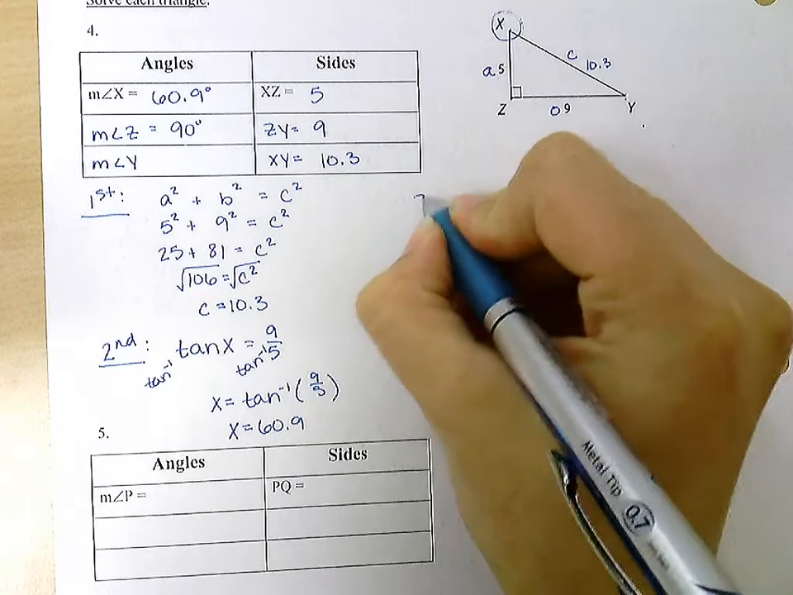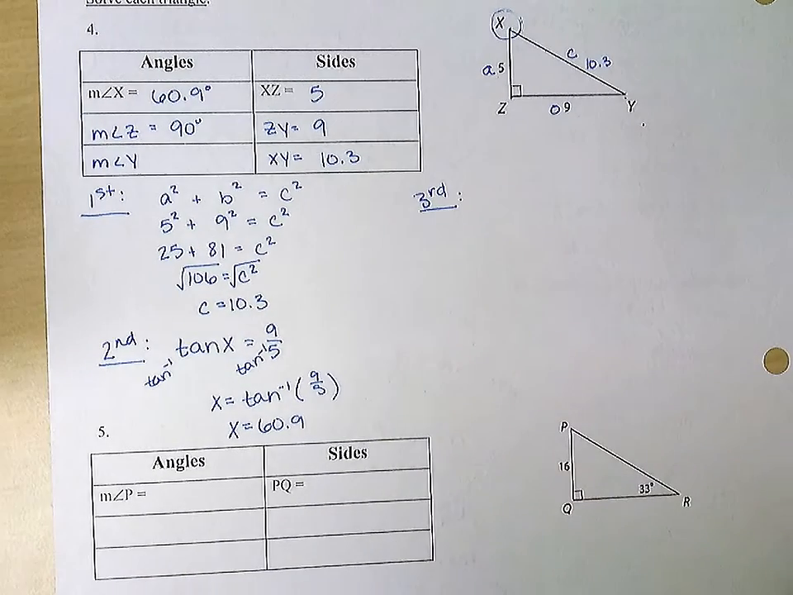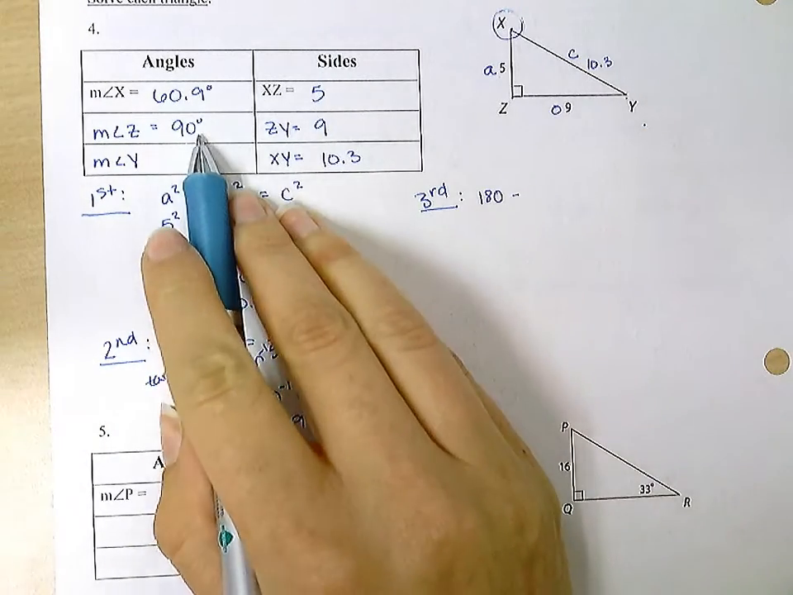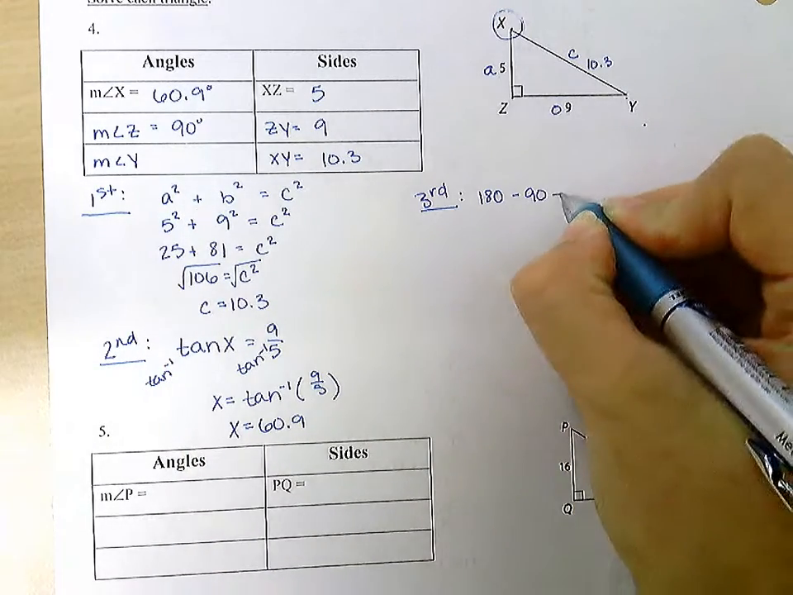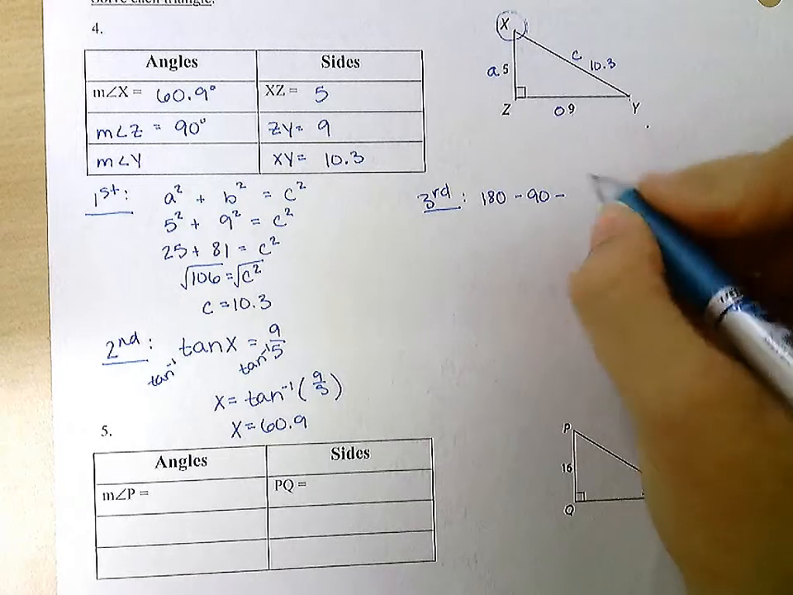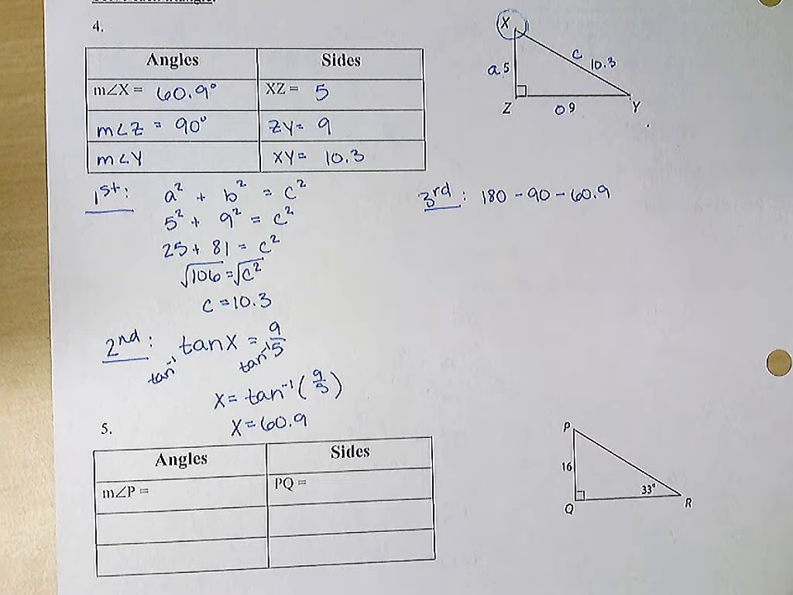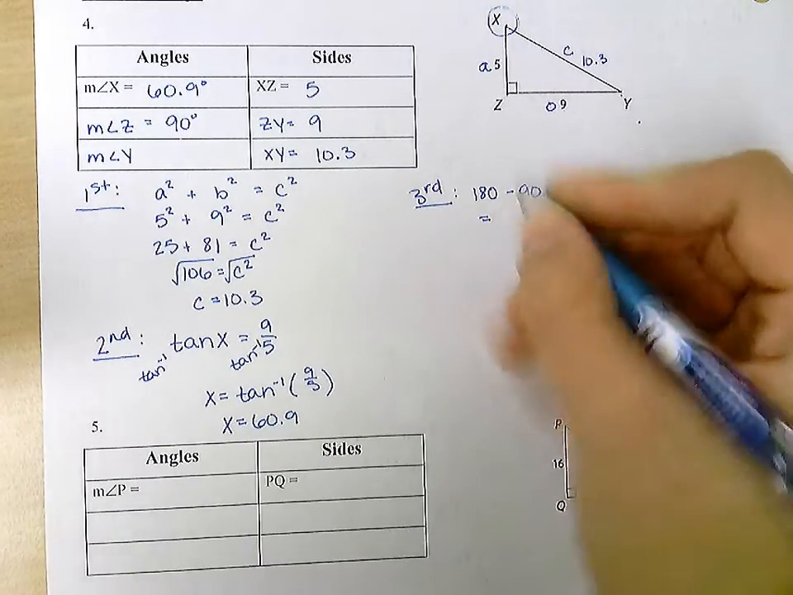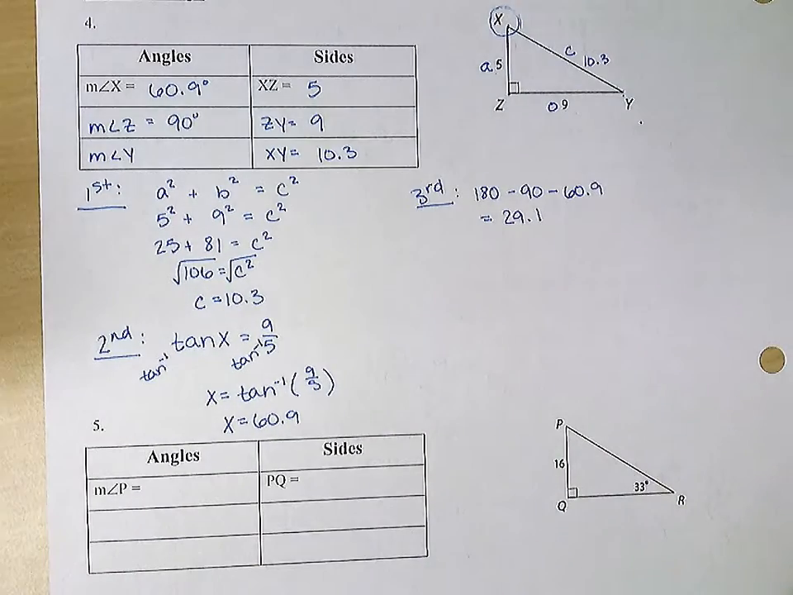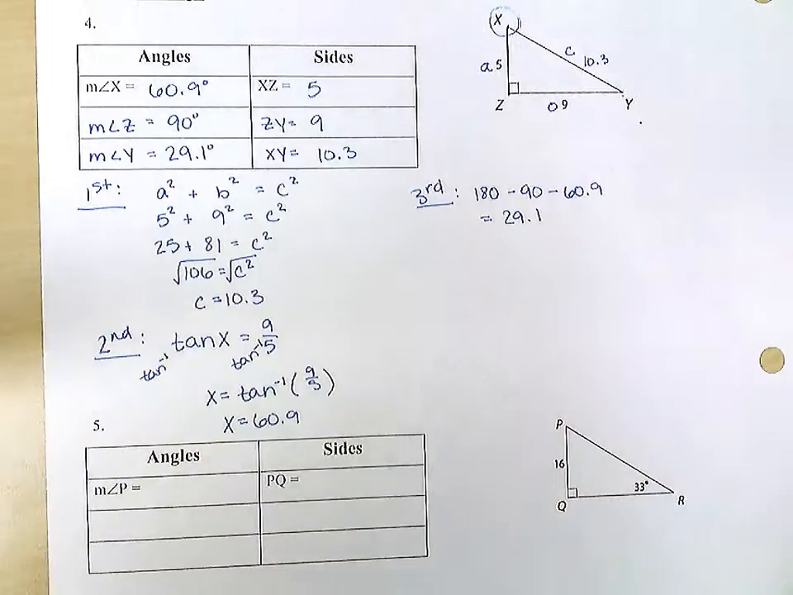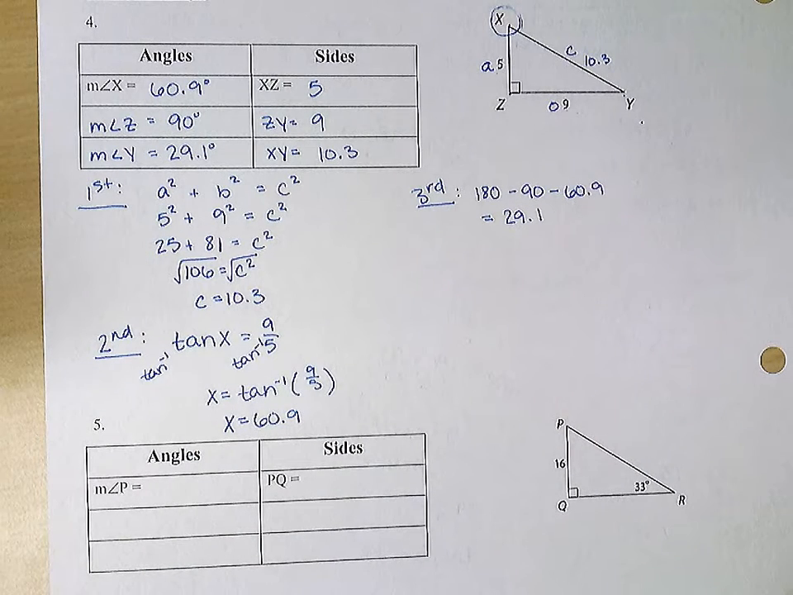So to get my last angle, all I'm going to do is take 180 and subtract the two that I already know. Subtract 90 and 60.9. So subtracting 90 and 60.9 from 180, you get 29.1. You just forgot the 90. It's okay.